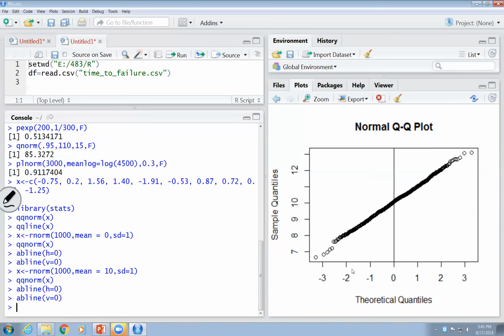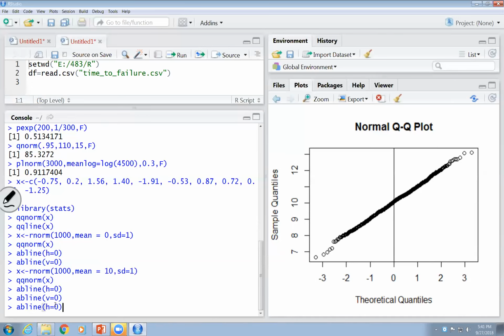Okay, what's my intercept now? At 0. What's my intercept at 0? 10. Right? So your intercept gives you back mu. Right? What about the slope?